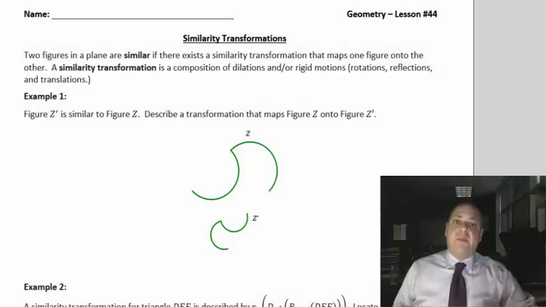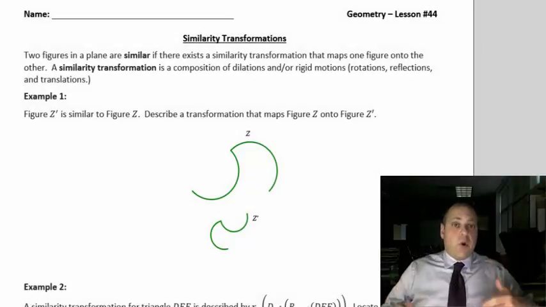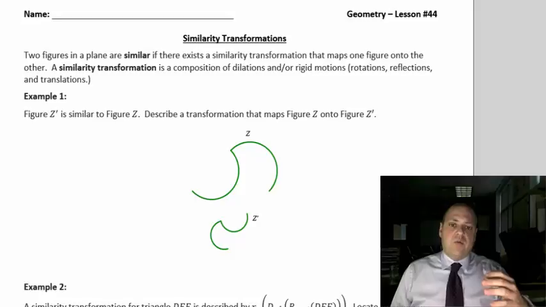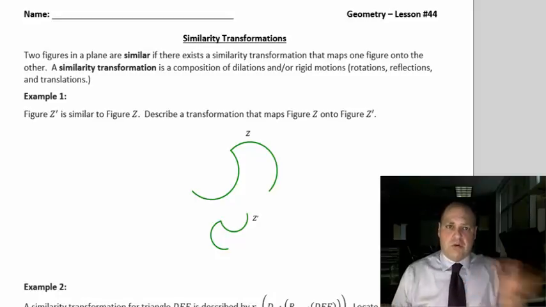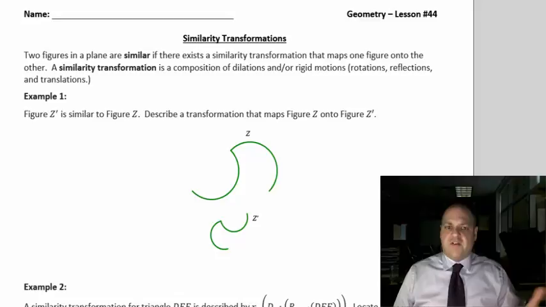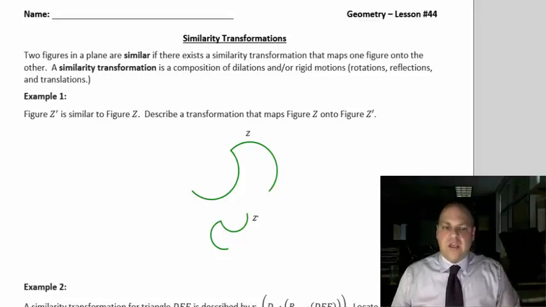Right, just two quick examples here for you. Some more with similarity transformations, and in this lesson we're going to be doing a similarity transformation on a graph in function notation. It'll be a little extension of what we did in the last lesson, but very similar. This example one's quick. It just wants you to describe a transformation that maps figure Z onto figure Z prime.